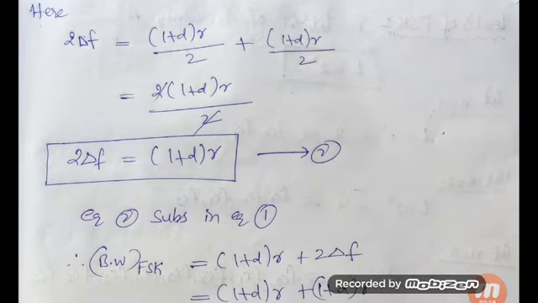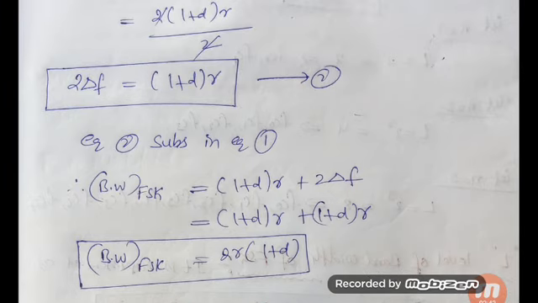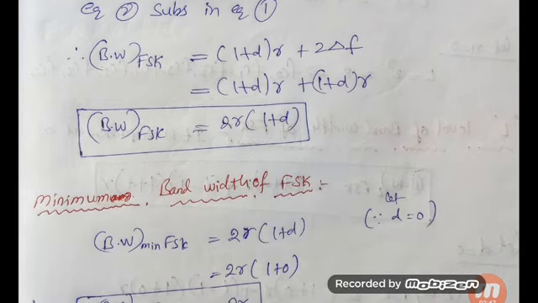Here 2 delta f is equal to (1 plus d) into r by 2 plus (1 plus d) into r by 2. When we simplify, 2 delta f equals (1 plus d) into r, this is equation number 2. So equation 2 will be substituted in equation number 1. Bandwidth of FSK equals (1 plus d) into r plus 2 delta f. Already we know the value of 2 delta f, (1 plus d) into r. When we simplify both, the final equation is 2r into (1 plus d).